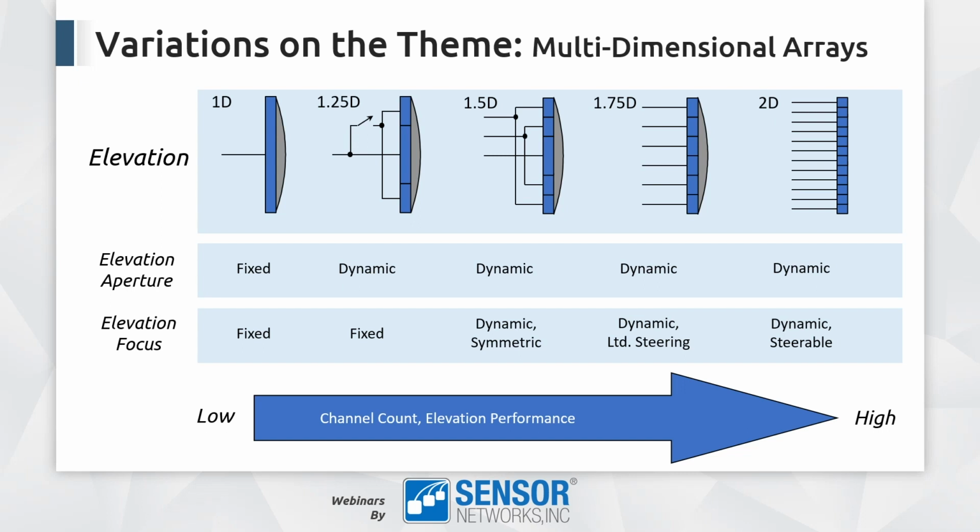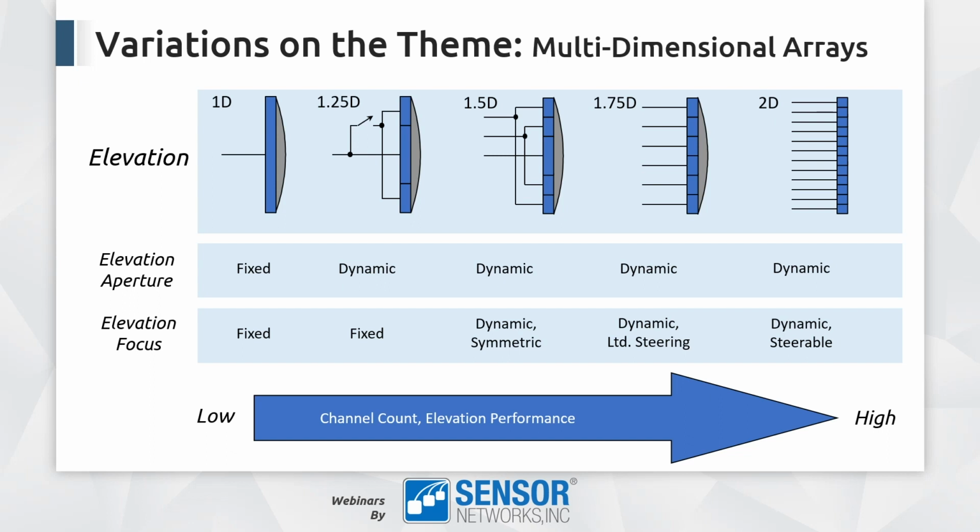1.75D is where the elements are usually larger than the full 2D case. There may or may not be a focusing lens. So now, instead of the classical 2D square-shaped elements, these would be more rectangular. It will give us limited steering and focusing in the elevation plane.